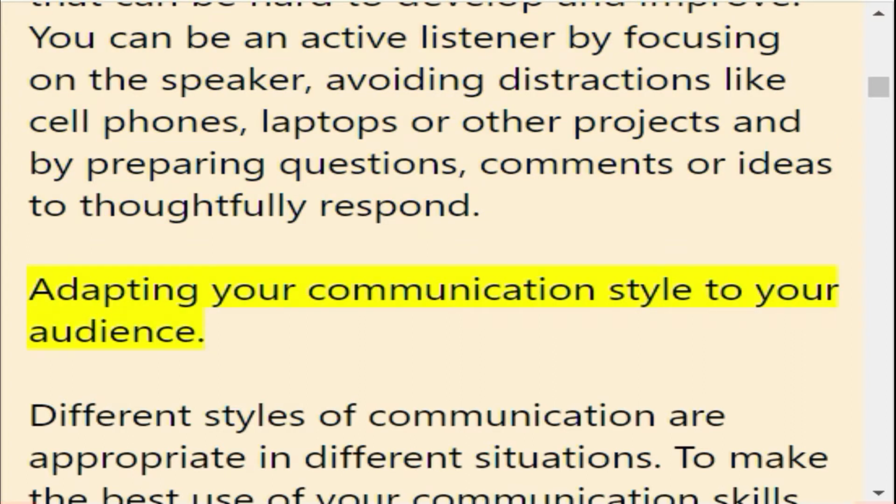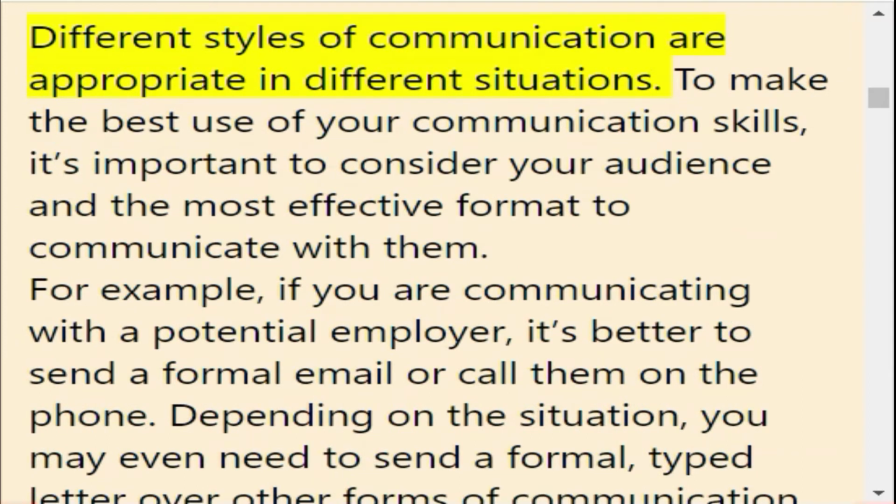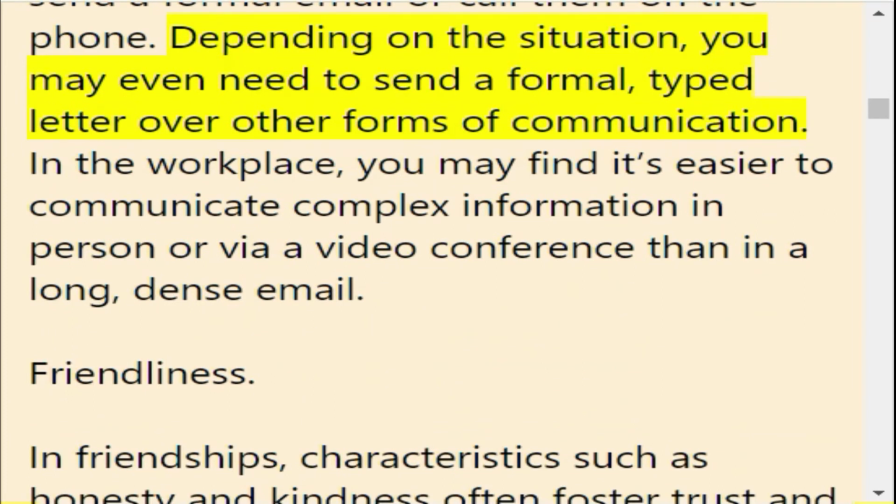Adapting your communication style to your audience. Different styles of communication are appropriate in different situations. To make the best use of your communication skills, it's important to consider your audience and the most effective format to communicate with them. For example, if you are communicating with a potential employer, it's better to send a formal email or call them on the phone. Depending on the situation, you may even need to send a formal, typed letter over other forms of communication. In the workplace, you may find it's easier to communicate complex information in person or via a video conference than in a long, dense email.